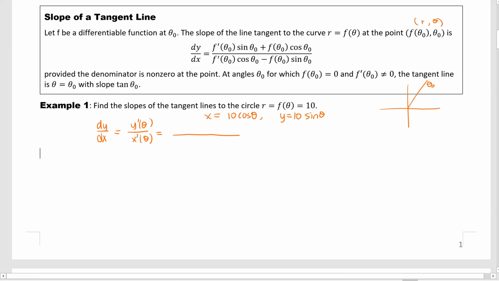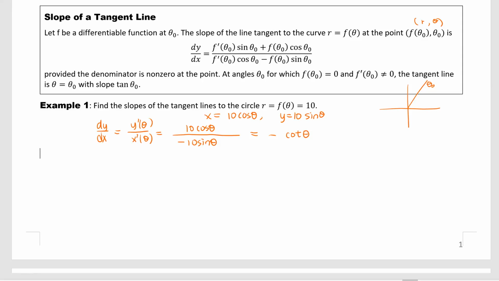Okay, let's differentiate. Derivative of 10 sine is 10 cosine theta. And then derivative of 10 cosine theta is 10 negative sine theta. Okay, so here we're differentiating. And you can see 10 and 10 cancel. Cosine over sine, that is cotangent. So the slope is negative cotangent theta. And that's the slope, right?